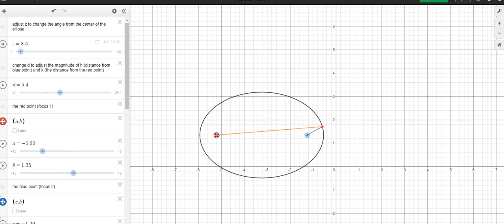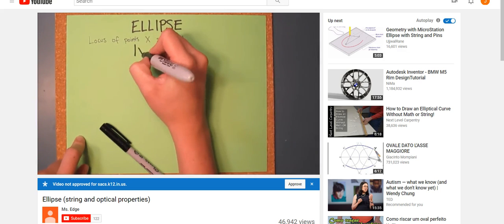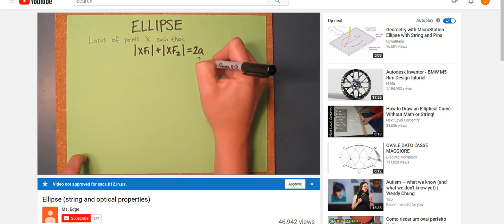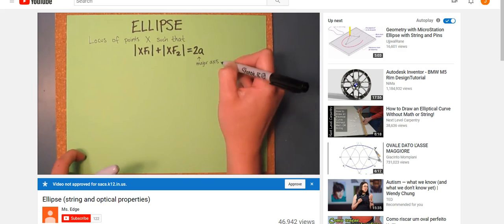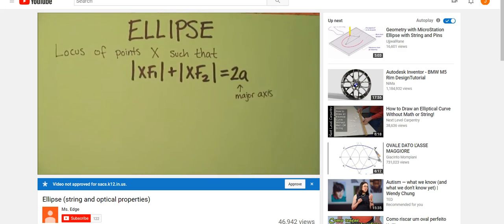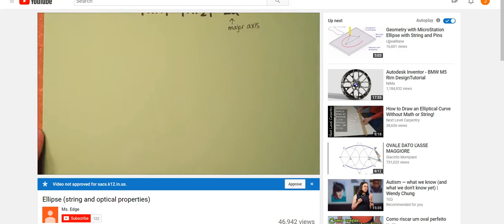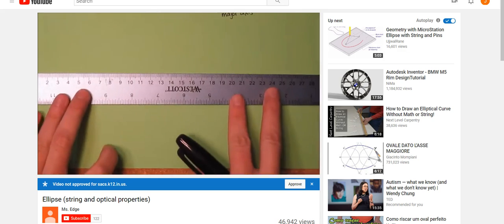And that's how you actually define it. Locus just means the whole set of points. What they just wrote out there was a definition saying that those two distances, the orange one and the purple one, added up to the same number every time. In fact, they add up to what we call the major axis.